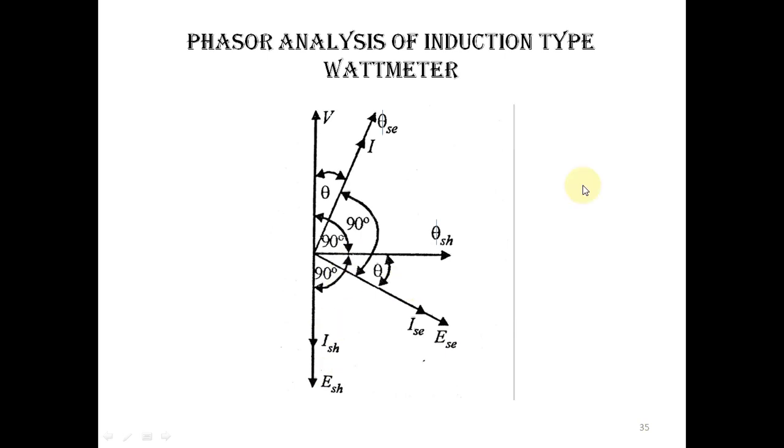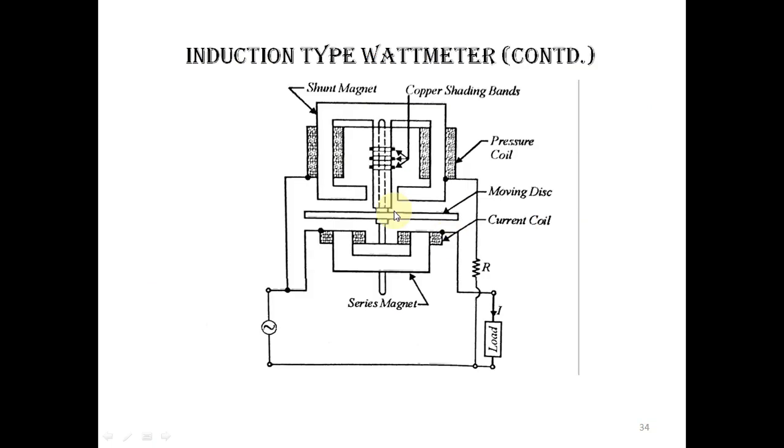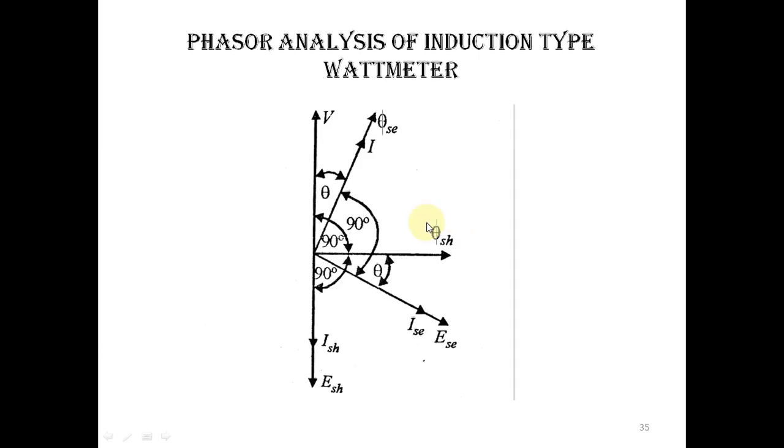And obviously, where is the induction of eddy current? In an aluminum disc, which is a closed path of resistive nature mostly. So ESH and ISH, the current due to this eddy current, will be cophasal. I think there should not be any doubt regarding that.